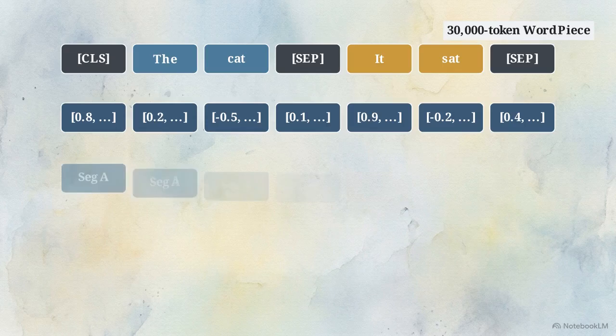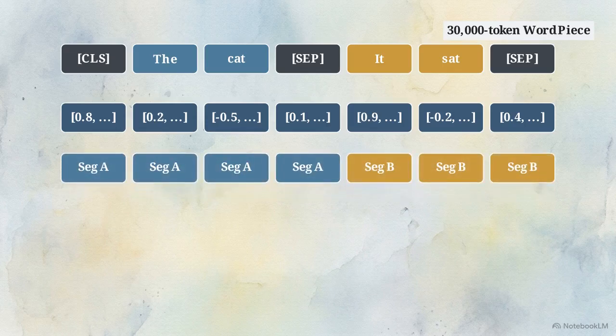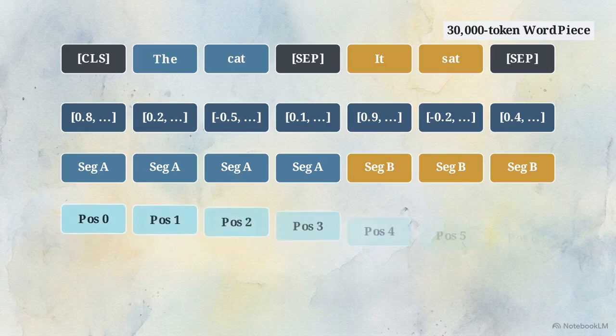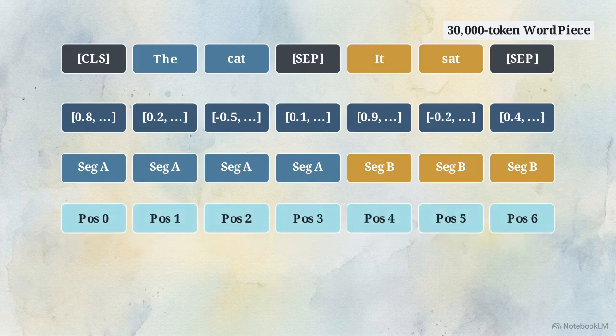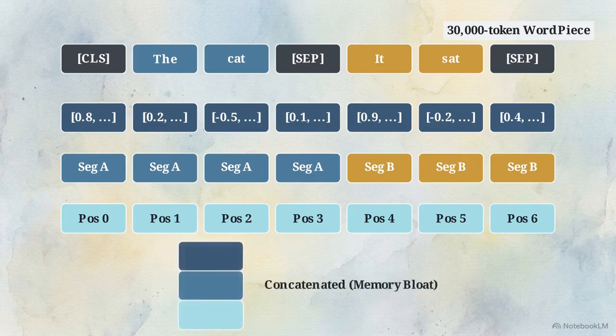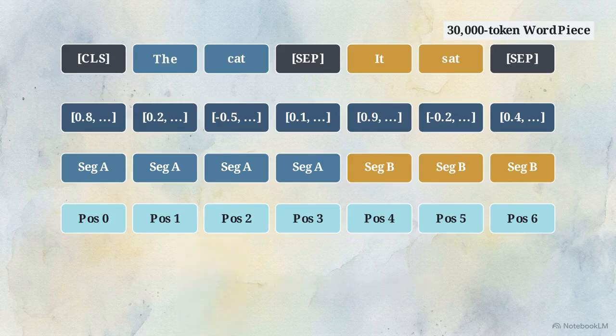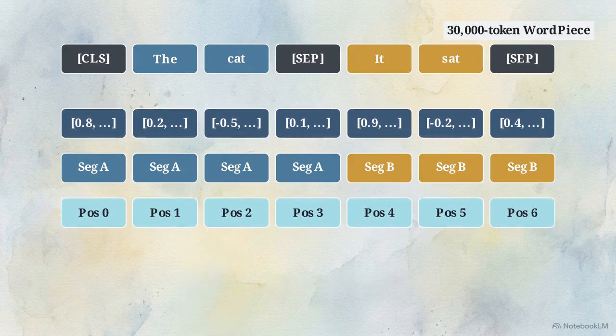This raw text is broken down into a 30,000 token WordPiece vocabulary. Each token is converted into a numerical token embedding. Because the model needs to know which sentence is which, a learned segment embedding is added to mark tokens as belonging to A or B. Finally, a learned position embedding tracks where each token sits in the sequence.